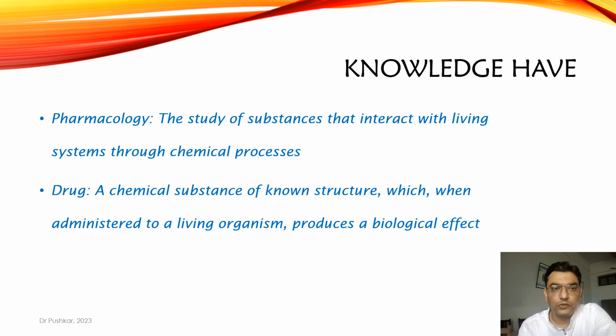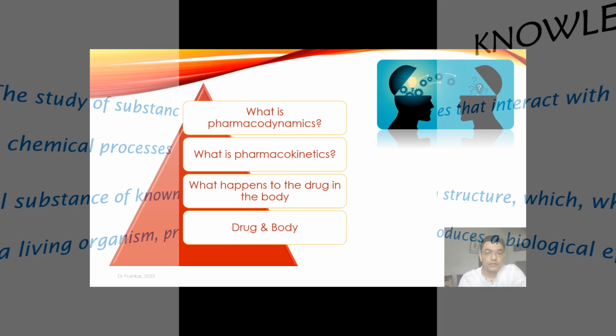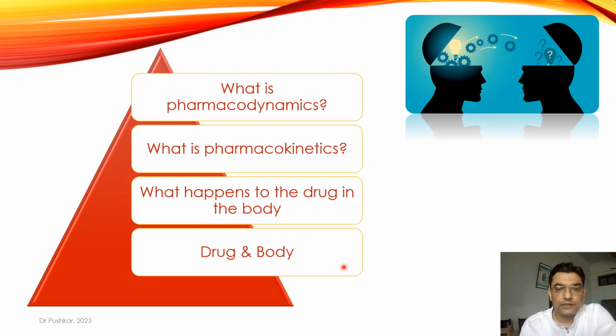What knowledge do we have? We know that pharmacology is the study of substances that interact with living systems through chemical processes, and that a drug is a chemical substance of known structure which, when administered to a living organism, produces a biological effect. So today we are going to understand the interaction between the drug and the body, what happens to the drug in the presence of the body, and what pharmacokinetics and pharmacodynamics are.